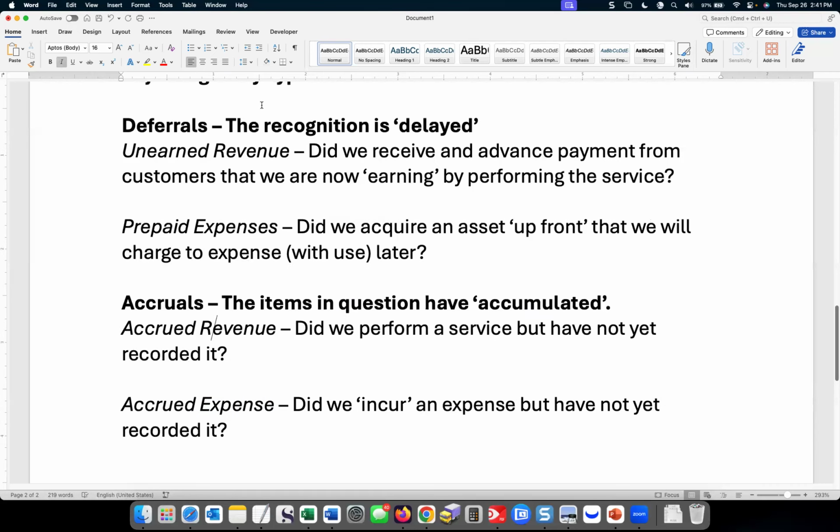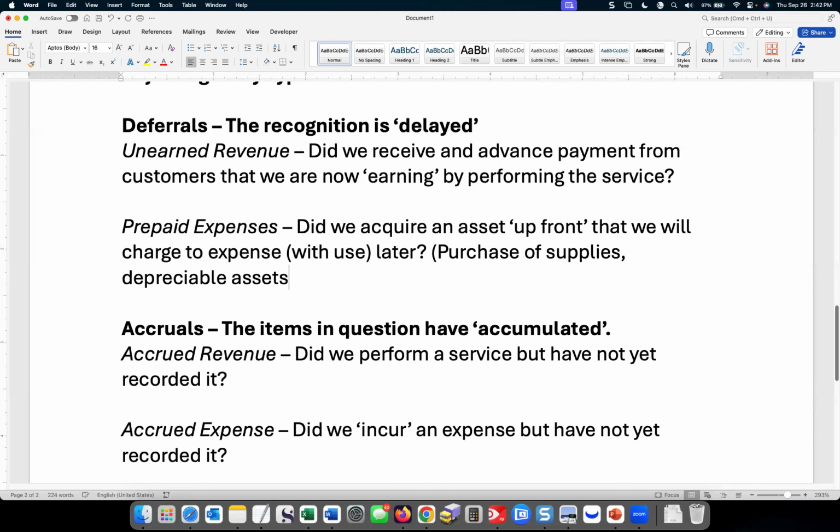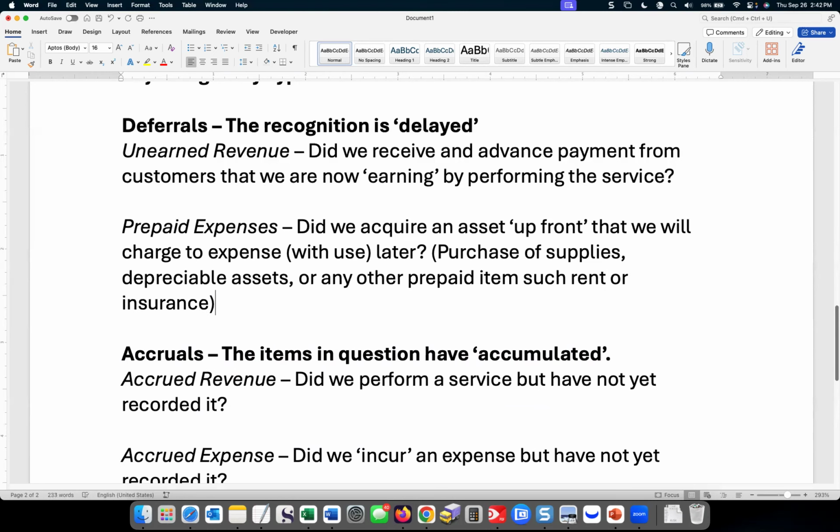So let me go back and give you some examples of this. Unearned revenues are pretty much self-explanatory, but prepaid expenses could be the purchase of supplies, depreciable assets. I'll put that for now, and then I'll dig into what that means later. Or any other prepaid item such as rent or insurance. Because you can prepay your rent on your facilities upfront for a year.